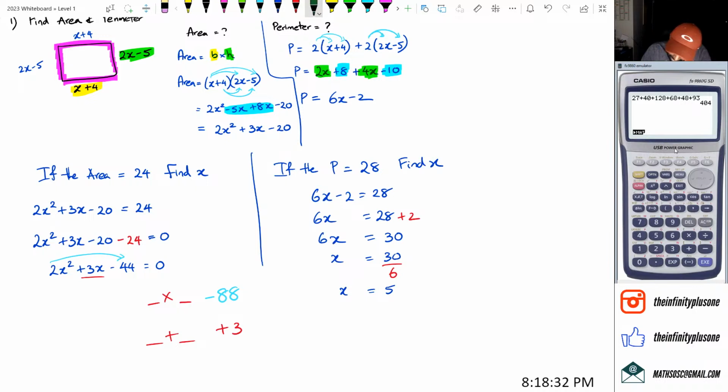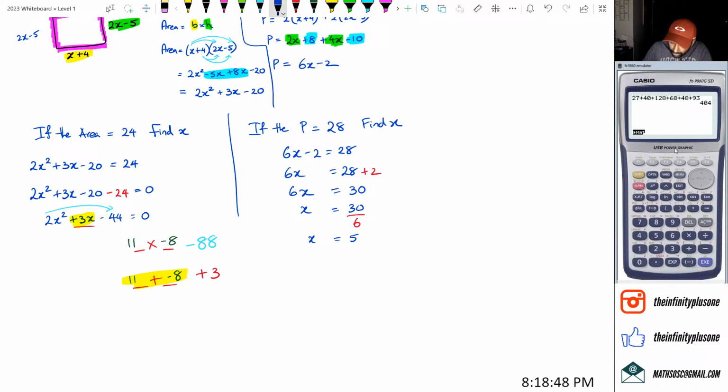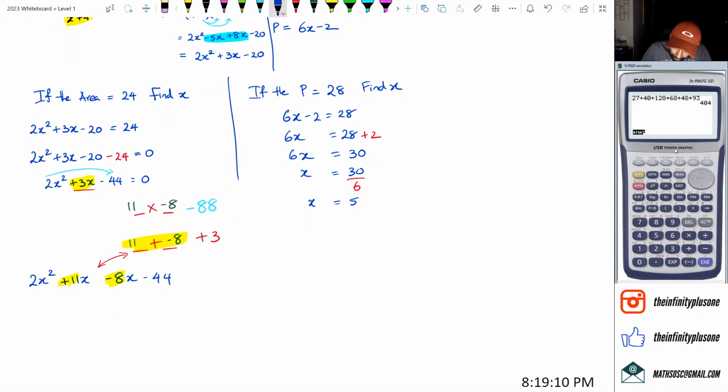In this case, I'm going to go with positive 11 and minus 8. So I'm going to split up this 3x as 11x and minus 8x, and it doesn't matter which way you do it. So I'm going to do 2x squared plus 11x minus 8x minus 44. As you can see, the 11 and the minus 8 come from just above here. And all of this is of course equal to 0.